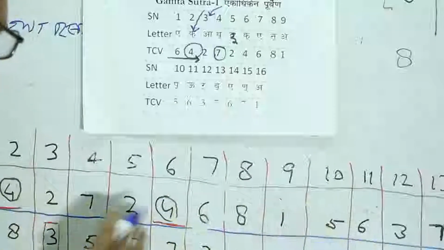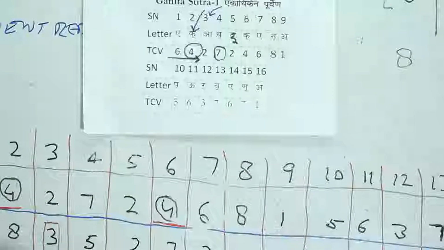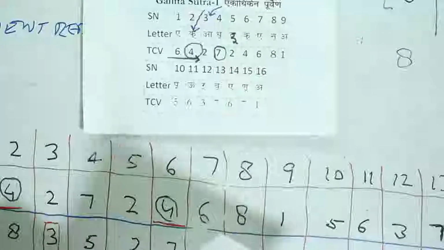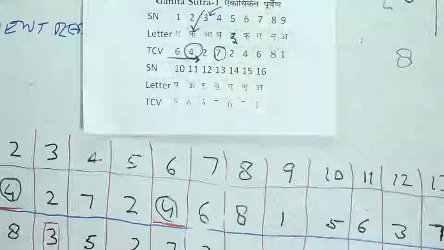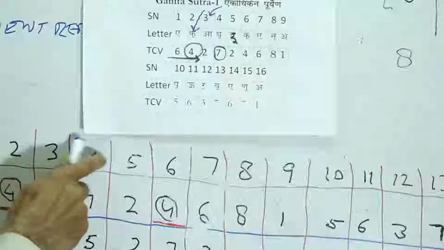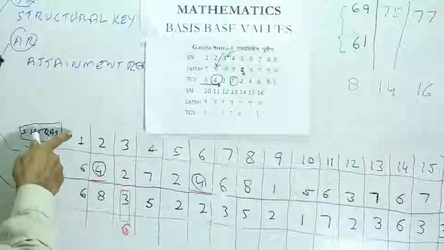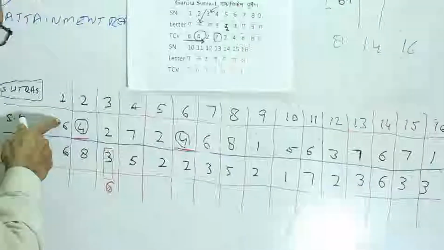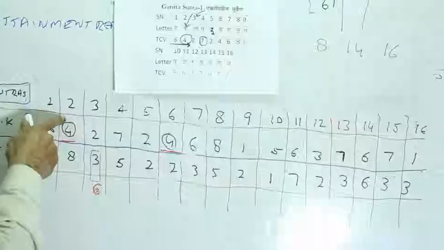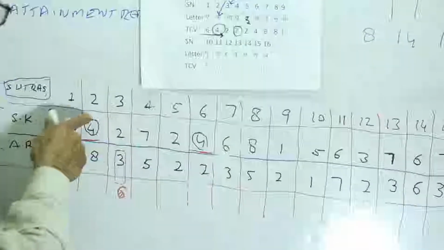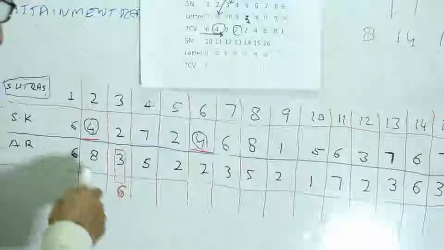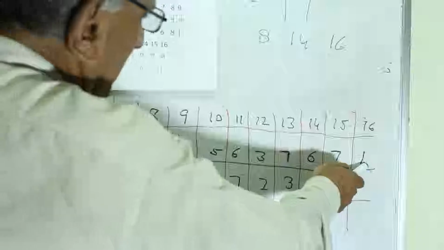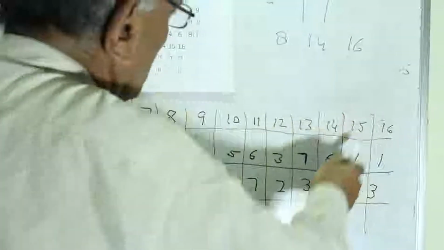Here we are having a tabulation. Let us reproduce this tabulation in our TCV dictionary. The first row is the sutra: Sutra 1, 2, 3, 4, 5 and up till 16. The second row is of the structural keys. Ganita Sutra 1 is having a structural key of value 6. Sutra 2 is having structural key of value 4. Sutra 3 is having structural key of value 2. And like that, we reach at value 1 of the structural key of the 16 Ganita Sutras.